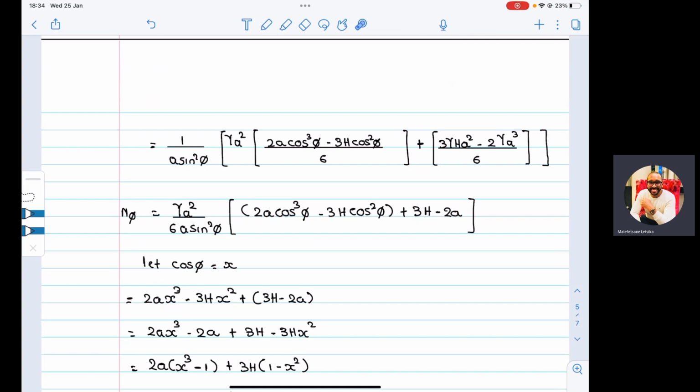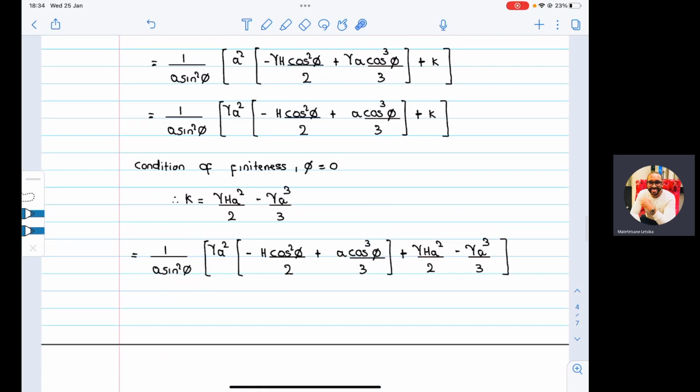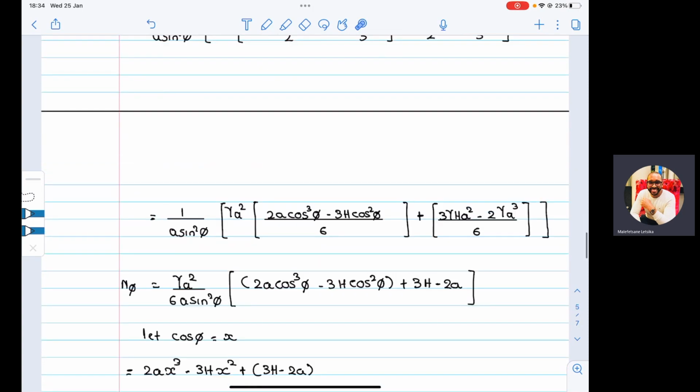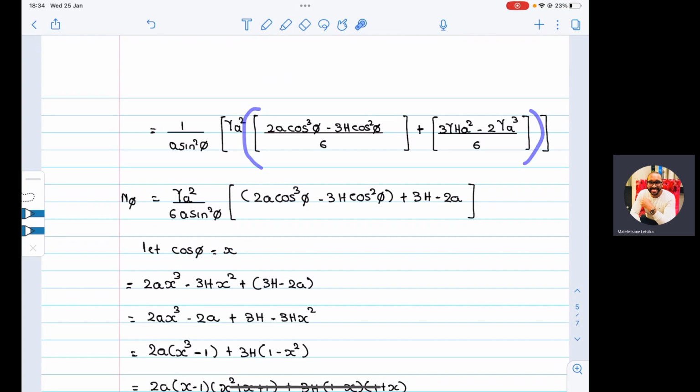Okay, phi a squared. I think I should have put in an extra bracket there just to show that this gamma a squared goes all through. Actually no, it's correct. The gamma a squared that I took out is that one, hence why it's gamma a squared. So it's going to be 2a cos cubed phi minus 3h cos squared phi plus 3h, because I've taken out gamma a squared as a common factor, which is there.